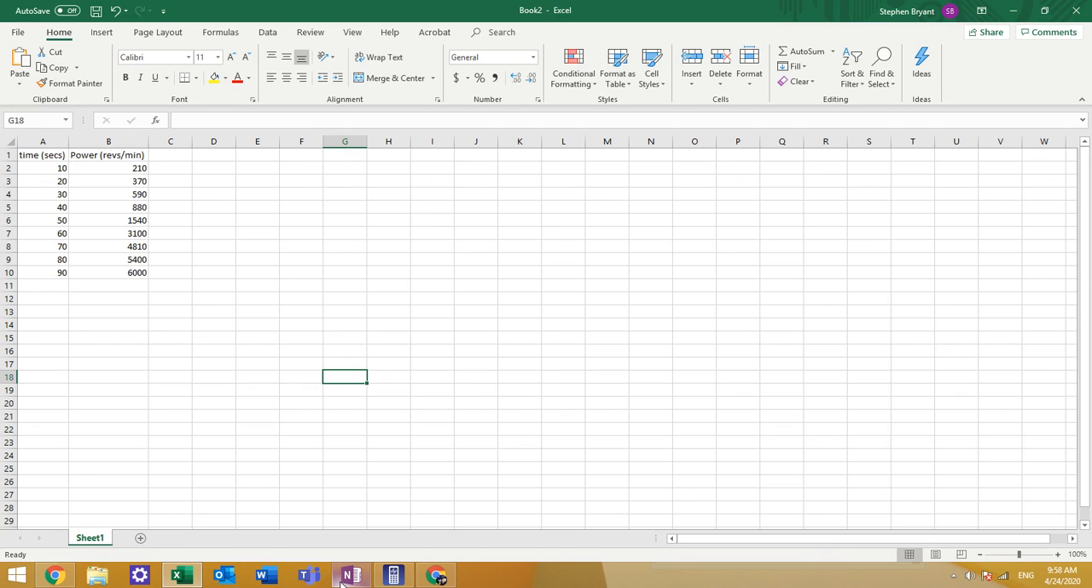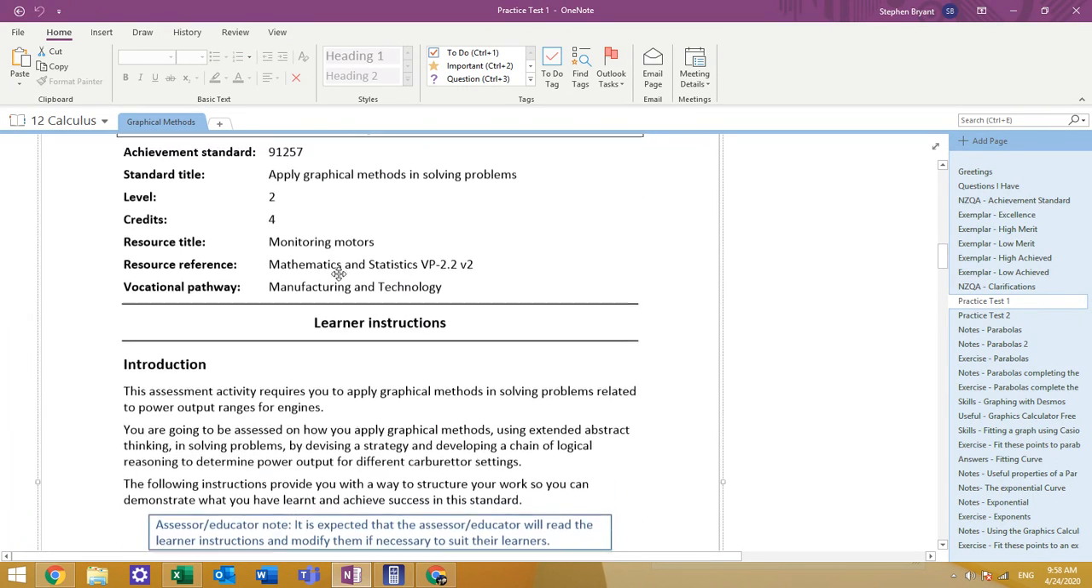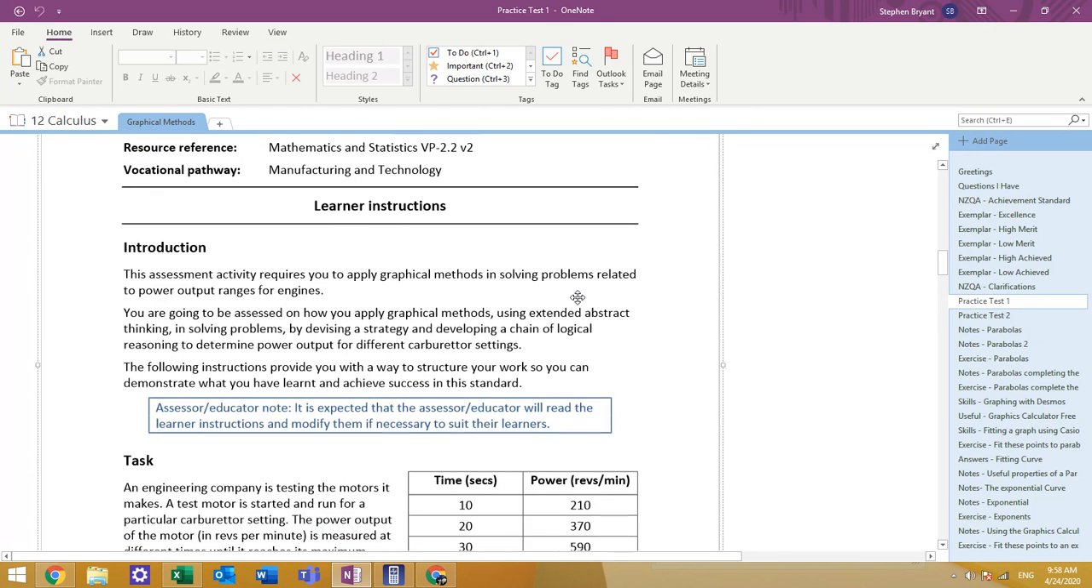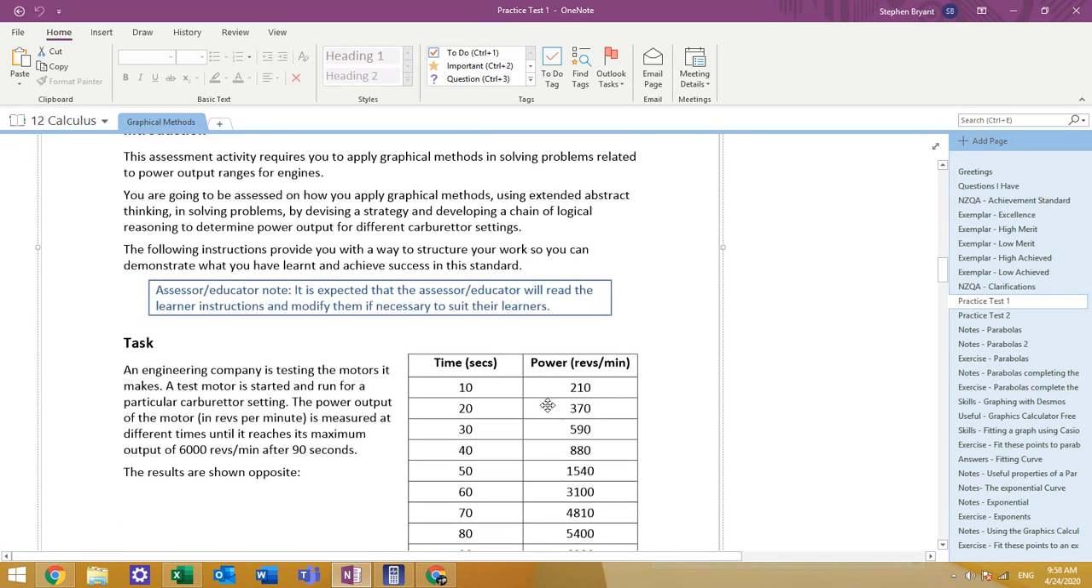So if we look in our OneNote, we've got this practice assessment here about monitoring motors. The time of the motor test is given to us and the amount of power that it was able to achieve is also given to us. So after 10 seconds of running the motor, the power reached 210 revolutions per minute.